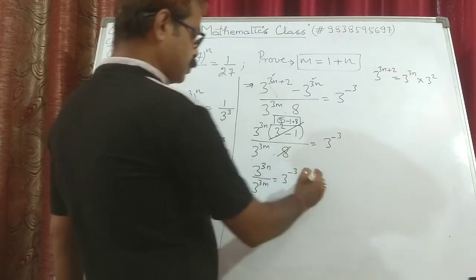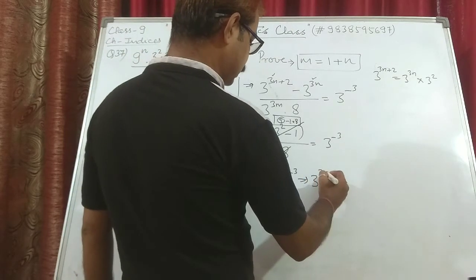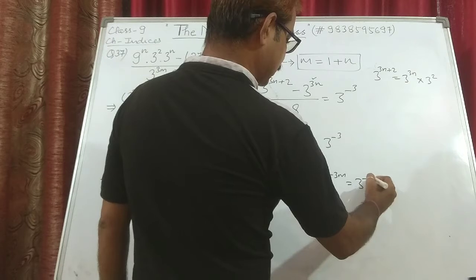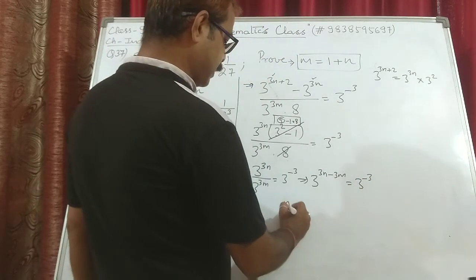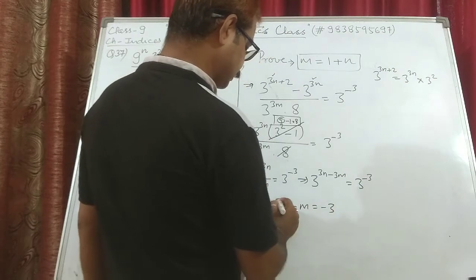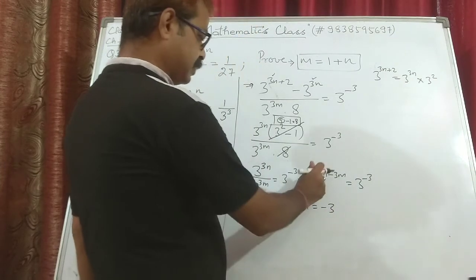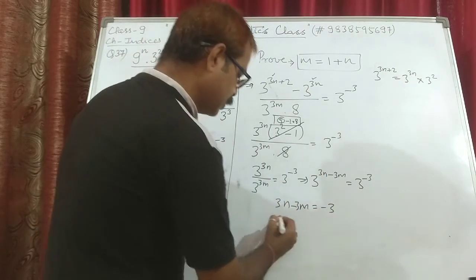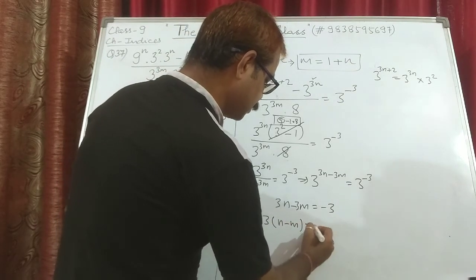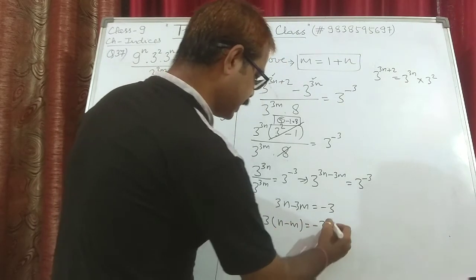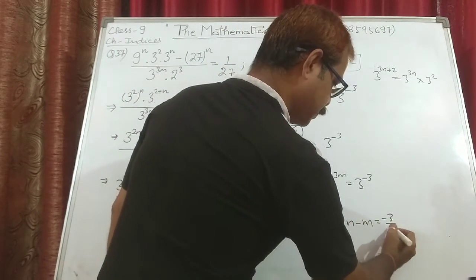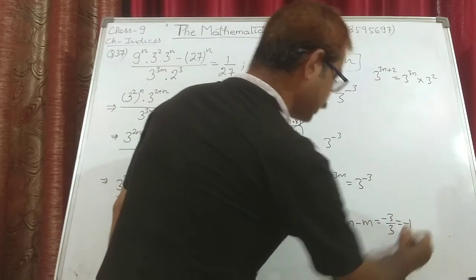Now 3m comes to the numerator, can be written as 3 to the power 3n minus 3m is equal to 3 to the power minus 3. Bases are equal, so we can write 3n minus 3m is equal to minus 3. You can take 3 common. You are left with n minus m is equal to minus 3 upon 3, that is minus 1.